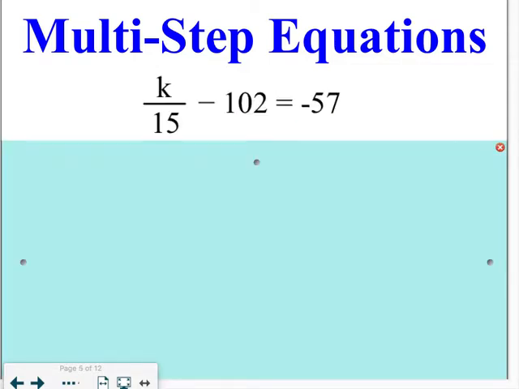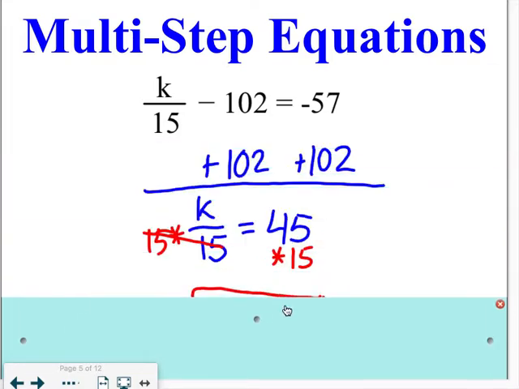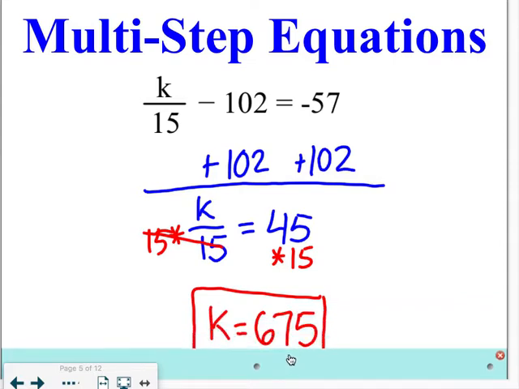So go ahead and try this one on your own using SADMEP to solve the problem. First, you should have been adding the 102 to get rid of the subtraction. Then you should have been multiplying by 15 to get rid of the division, giving you a final answer of 675. If you have questions about that, please let me know when you get to class.